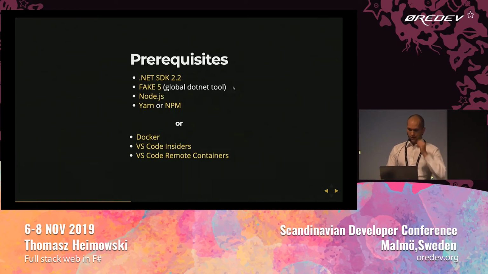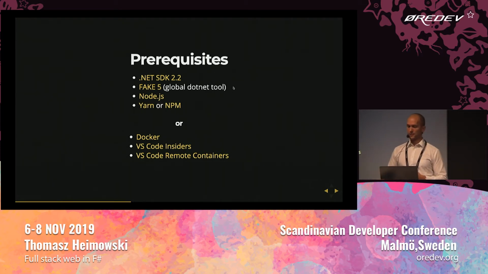Right, so there are a couple of prerequisites that you need for writing full stack web applications in F#. First, you need to install .NET SDK 2.2. Currently, we're in the process of migrating to 3.0. There's a global .NET tool called Fake, which is necessary for building and running the application. And then, even though we write the client side in F#, we still need Node and a package manager, Yarn or NPM, for the client stuff.